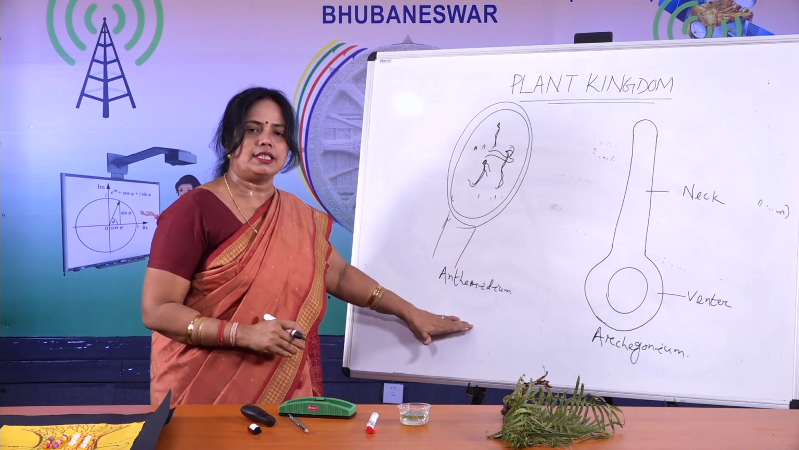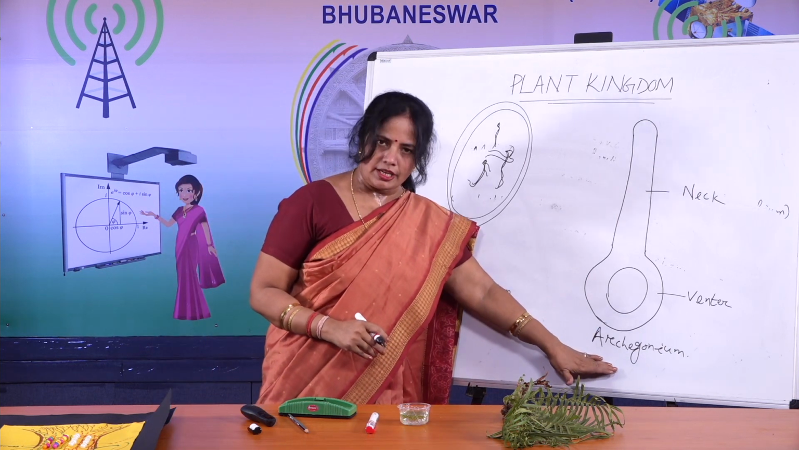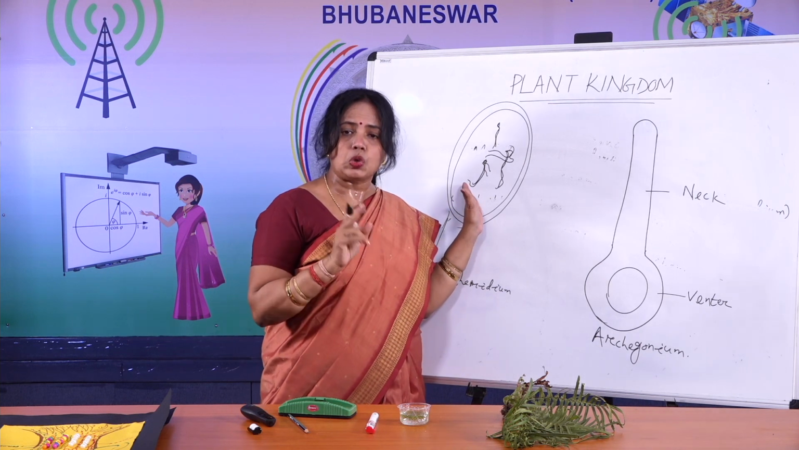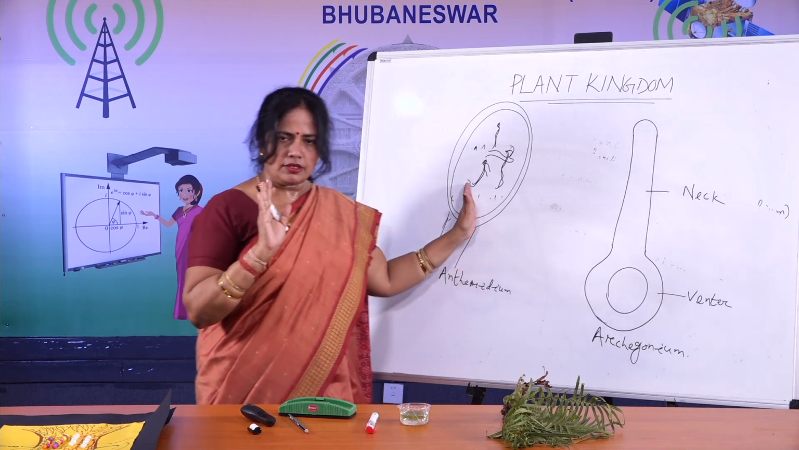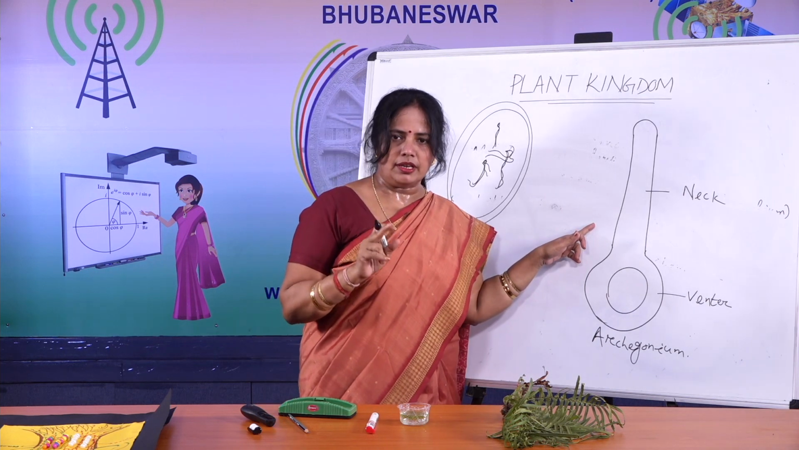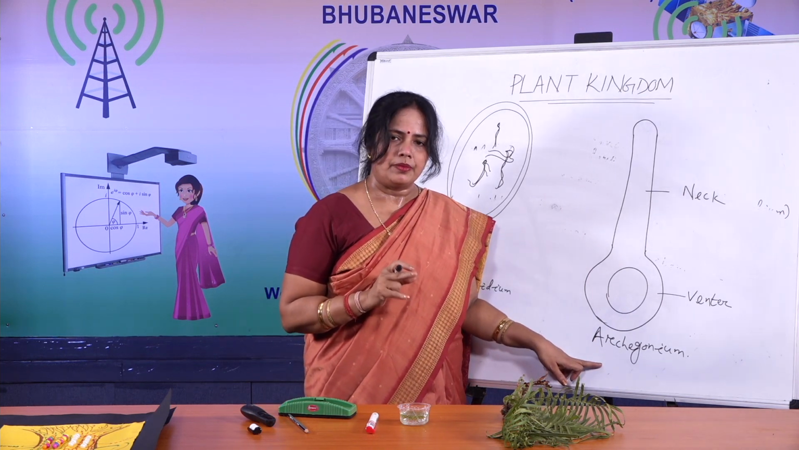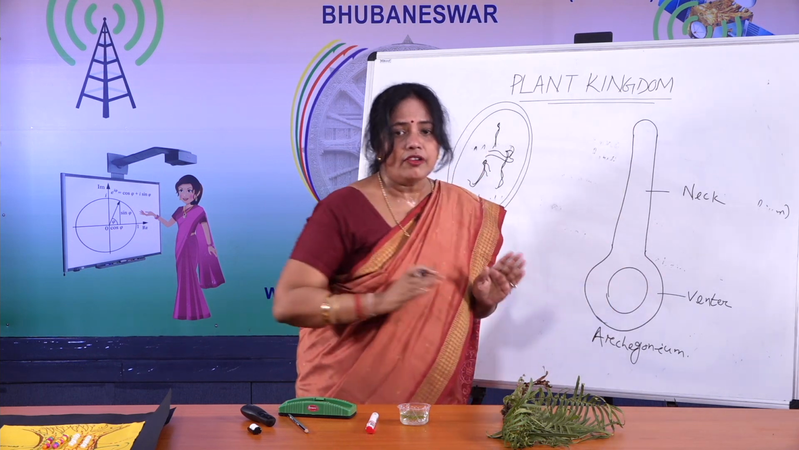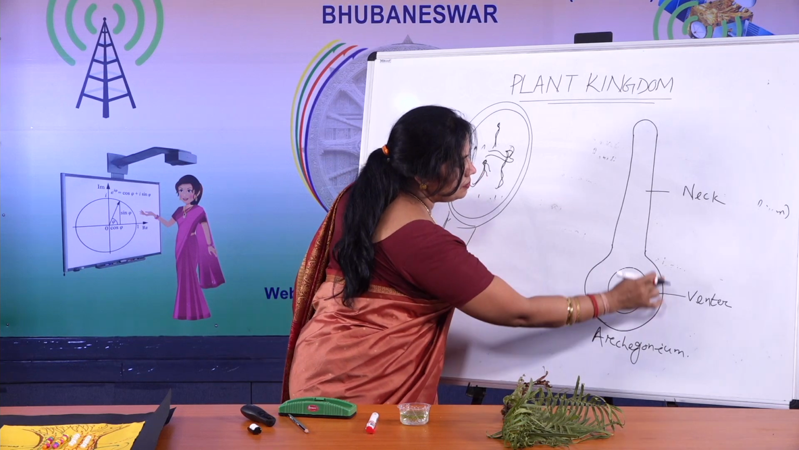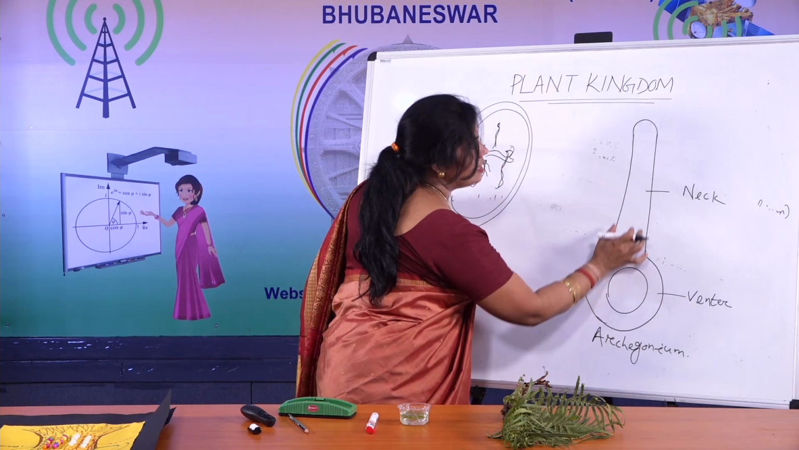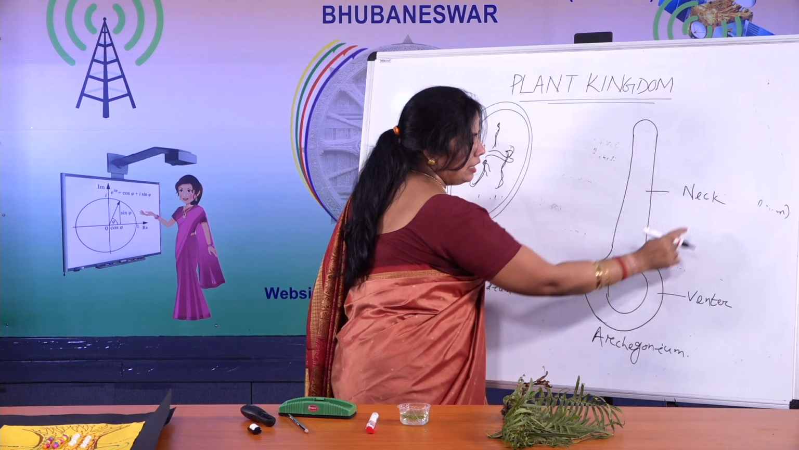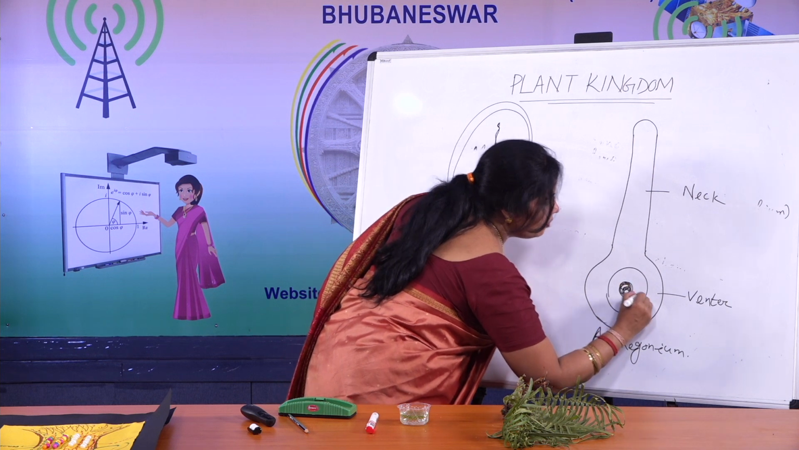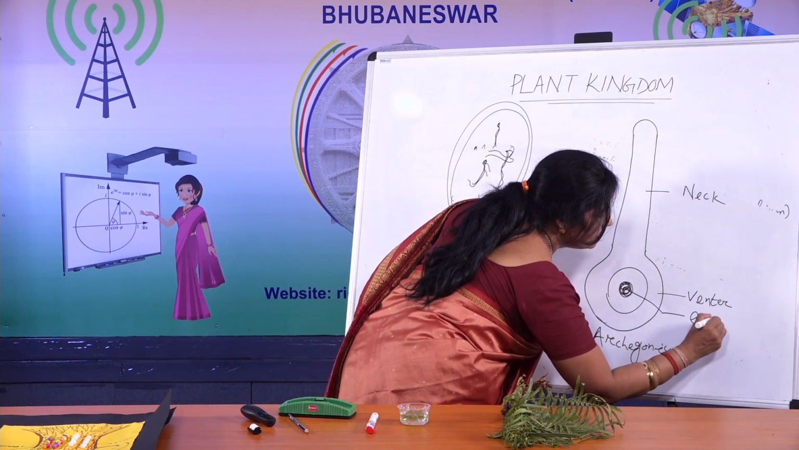So the male sex organ is antheridium, the female sex organ is archegonium. Inside the antheridium are present the sperms, the male gametes, also called the antherozoids. Now, coming to the female sex organ, it is called the archegonium. It is a flask-shaped structure, like a flower vase. The lower portion is called venter, and this elongated portion is called neck. Inside the venter is the female gamete known as the egg.